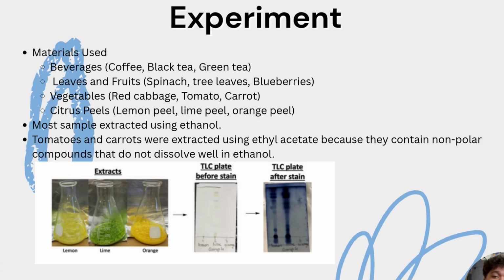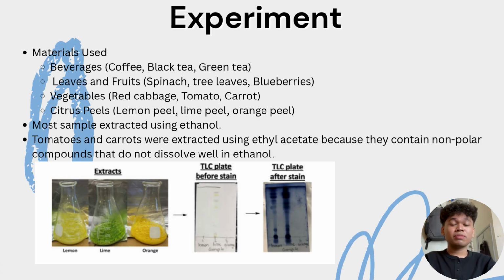We divide our material into 4 groups. The first one is beverage, leaf and fruit, vegetable, and citrus peel. Most of the material is extracted using ethanol. Tomatoes and carrots were extracted using ethyl acetate because they contain non-polar compounds that do not dissolve well in ethanol.